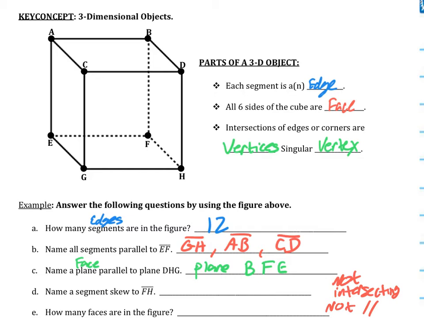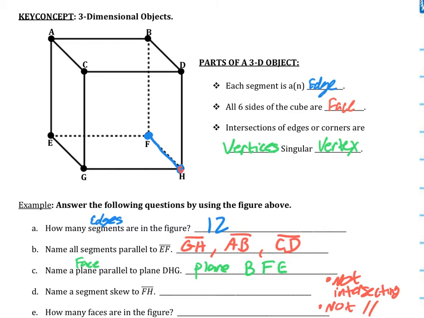So this is the easiest way to identify our skew lines, is to first identify things that are intersecting that line and things that are parallel, and then everything left over is skew. So let's go ahead and do this. Our skew line is FH. We want everything that's skew to this. So first we're going to start by eliminating any segment that intersects that.